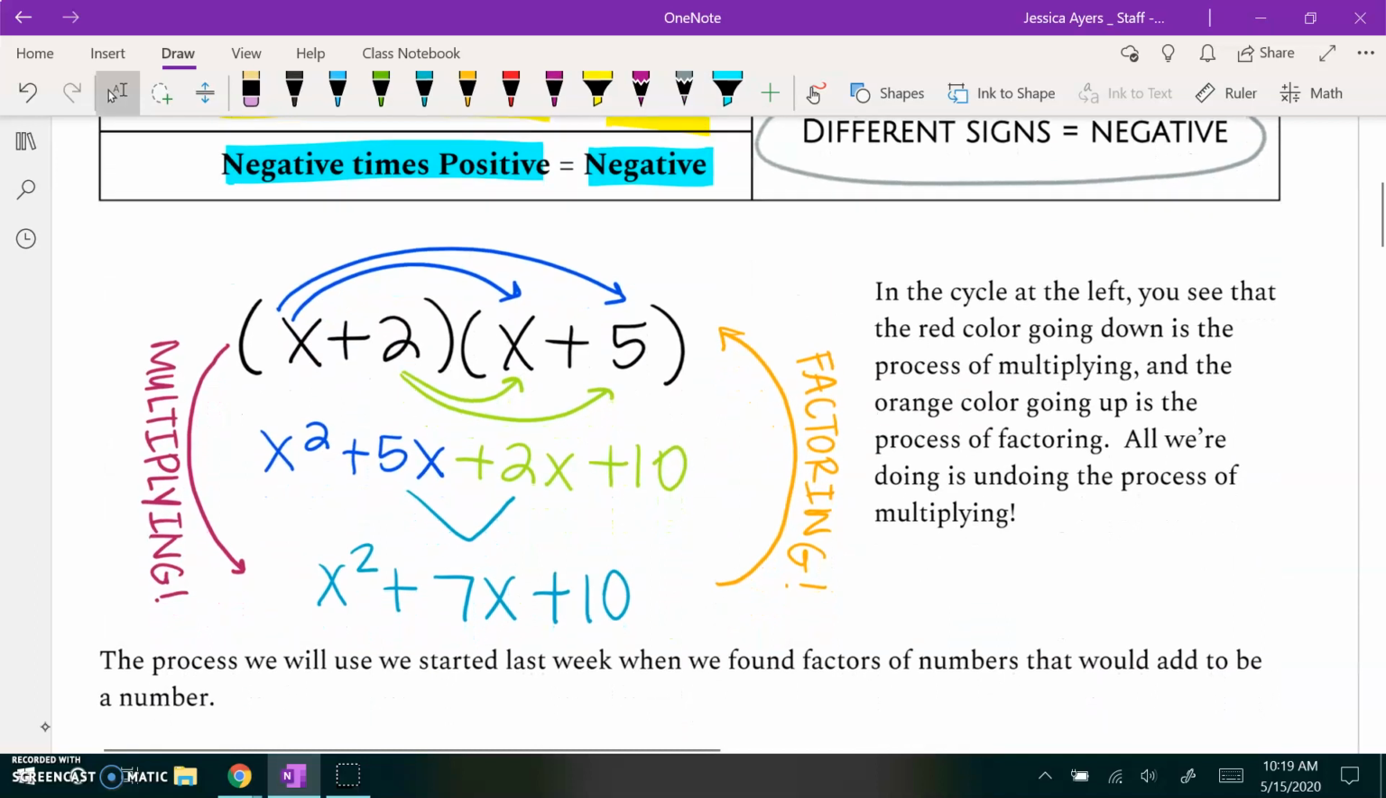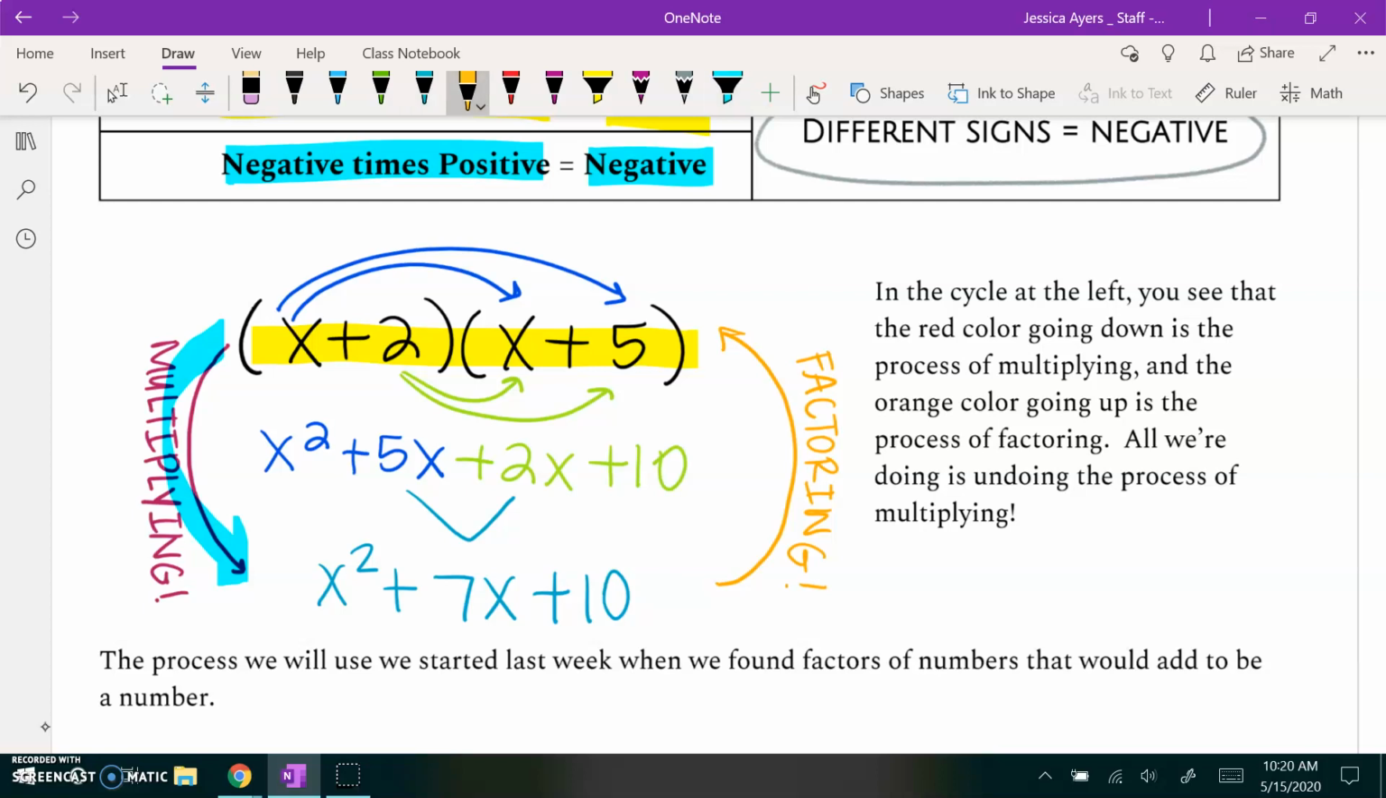So I've set up this little cycle for you. Up until now, this is where we started with two binomials that we were multiplying together. And we would distribute everything in the first to everything in the second. And we'd end up with this middle piece here, x squared plus 5x plus 2x plus 10. And that would simplify to give us our trinomial x squared plus 7x plus 10. The going down piece is the multiplying. Now in this video, we're going to look at how we can go backwards and start with the product and end up with the factors.